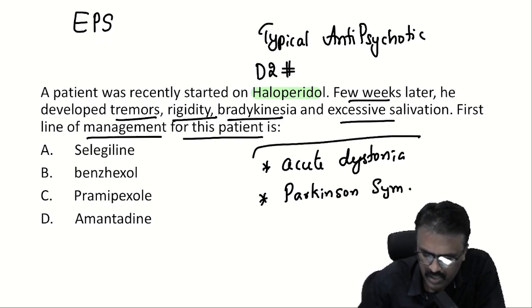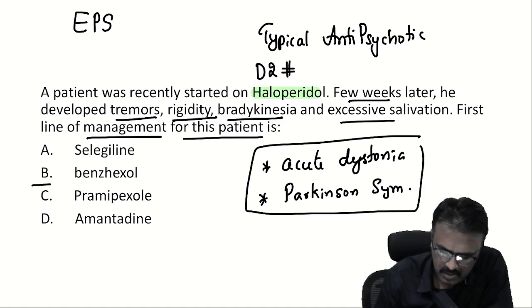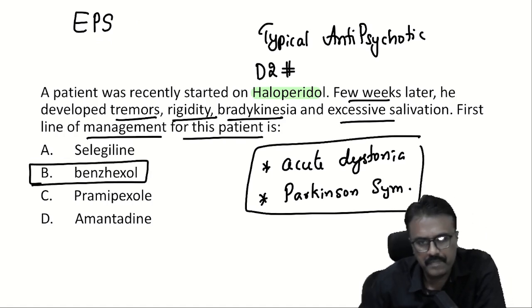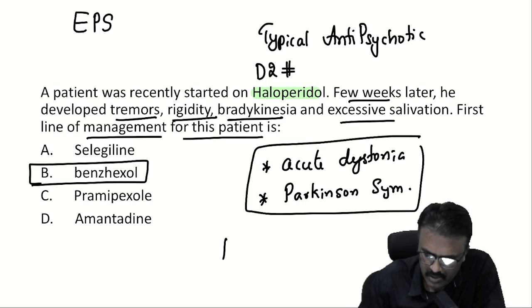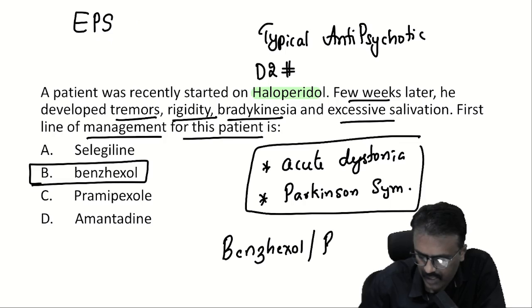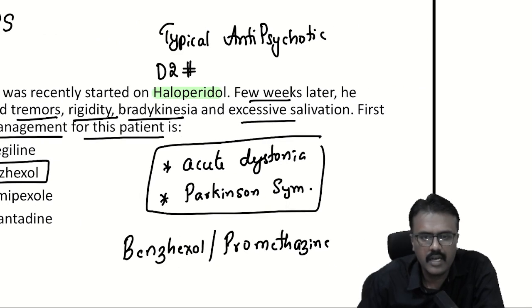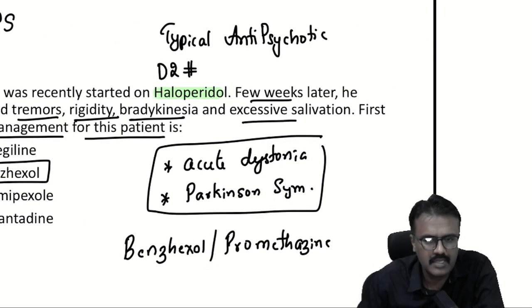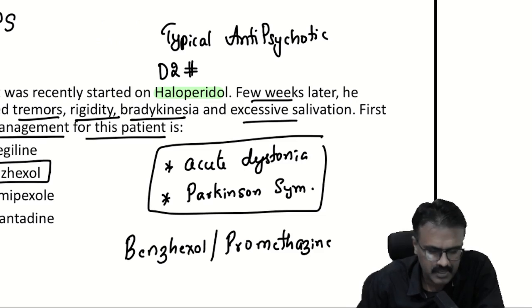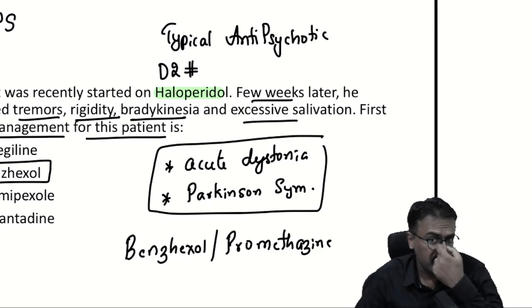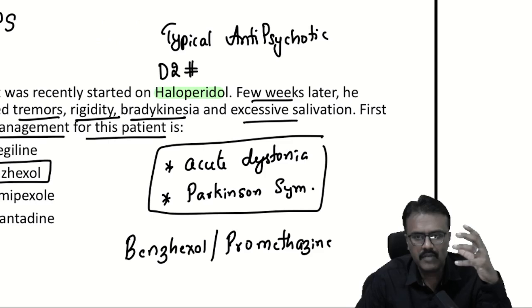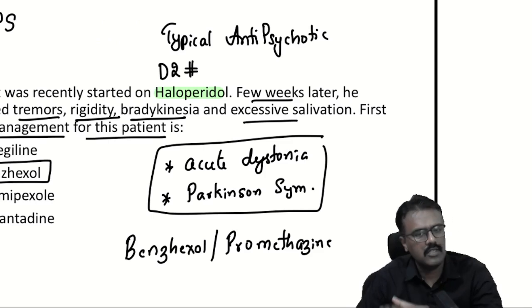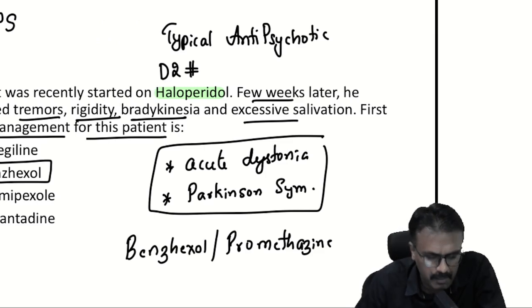So for these two conditions, the drug we use is option B, benzhexol. Benzhexol is the treatment we give. If benzhexol is not there, we can give promethazine. Sir, what is the other name for benzhexol? Benzhexol is also called trihexyphenidyl. Now, guys, can you tell me an antiemetic which can cause dystonia, and there also we use the same drug? Tell me the antiemetic name. Please tell me.